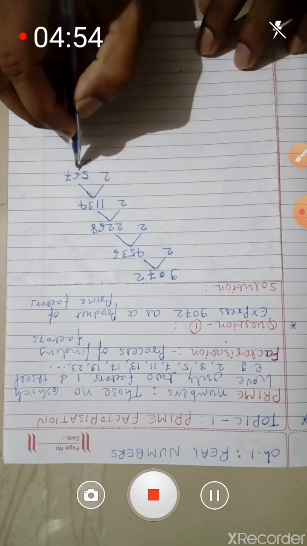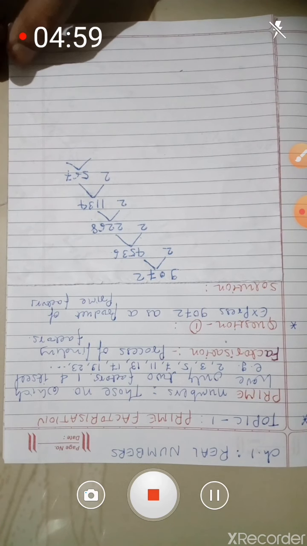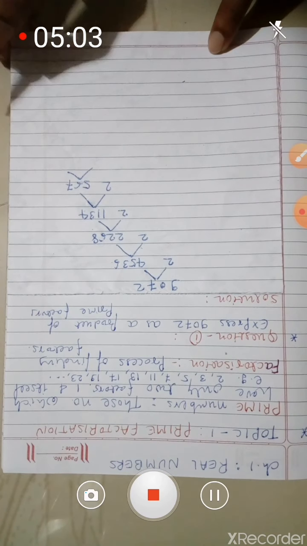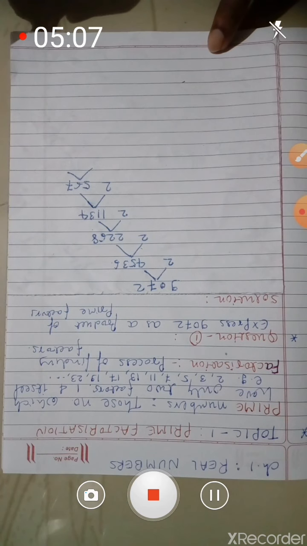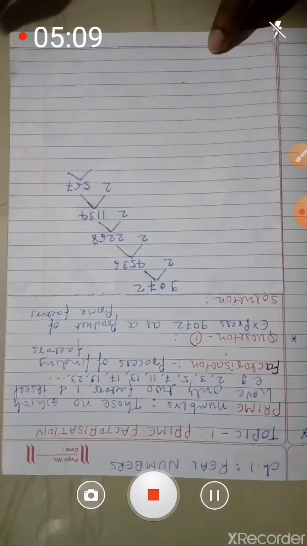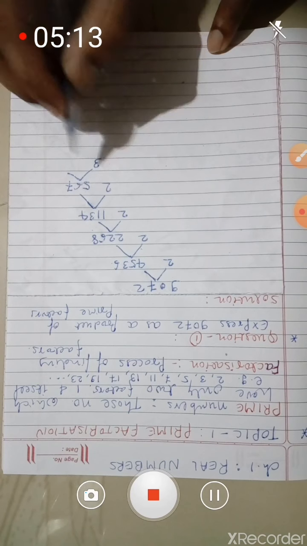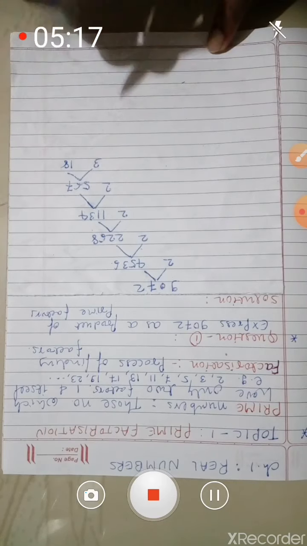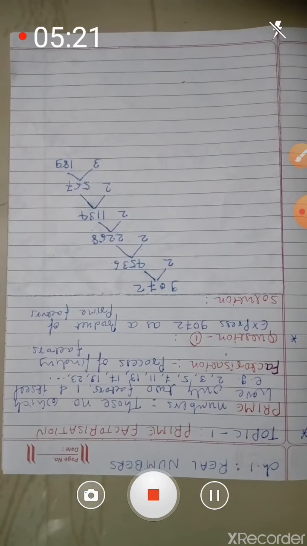Now 567 is not even but odd, so obviously not divisible by 2. So look for 3. Make the total of all digits: 5 plus 6 is 11, plus 7 is 18. So it is divisible by 3. 3 ones are 3, 3 eights are 24, 2 left 27, 3 nines are 27. So we got 189.